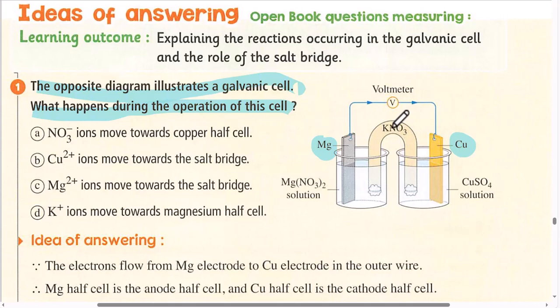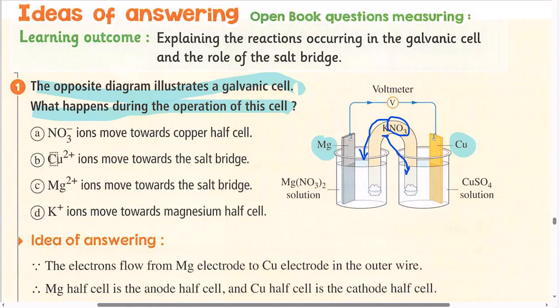So in the salt bridge, nitrate ion goes to the anode half cell to neutralize excess magnesium ions. Here potassium goes to the cathode half cell to neutralize the excess sulfate ion. So what happened in this cell? Nitrate ions move towards the copper half cell? No, nitrate will go to the anode half cell to neutralize excess magnesium, which is oxidized.